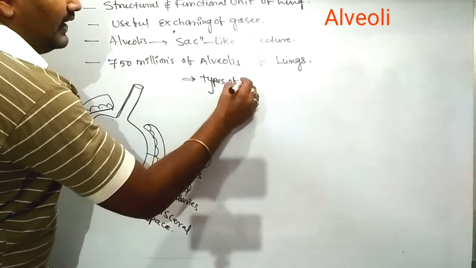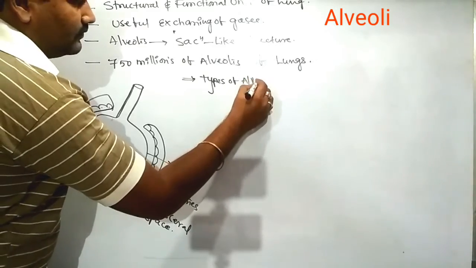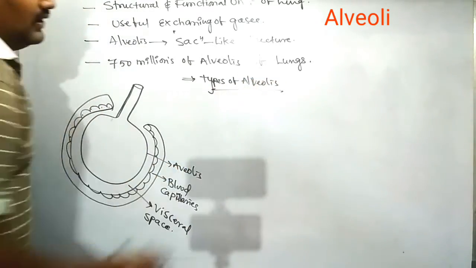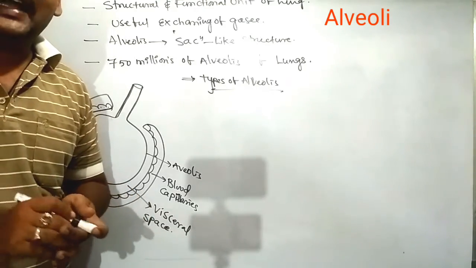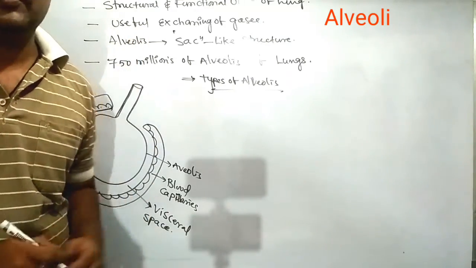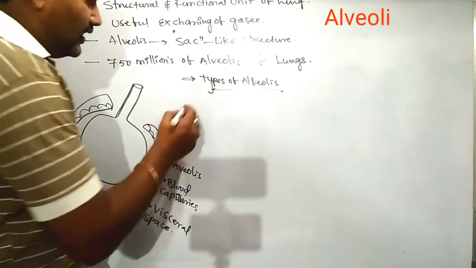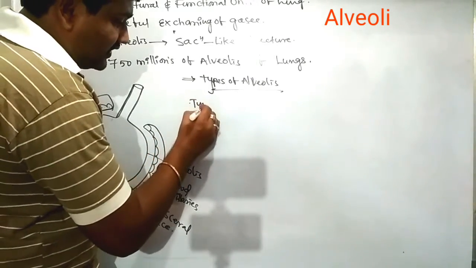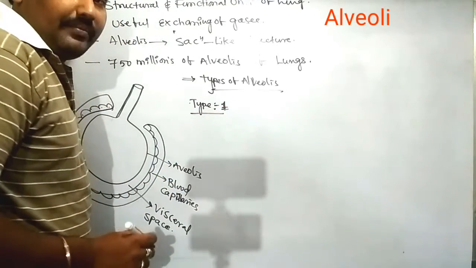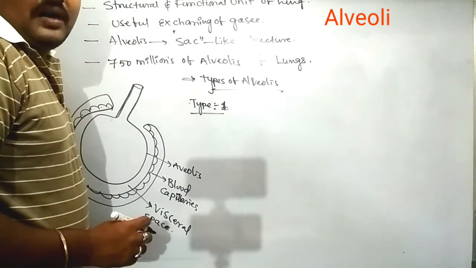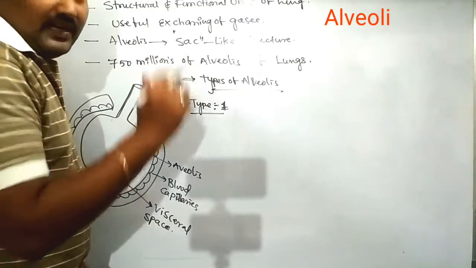Next, the types of alveoli. According to their epithelial membrane, alveoli can be classified into two types. This is very, very important in NEET level examination. Type 1 alveoli are made up of simple squamous epithelial membrane.